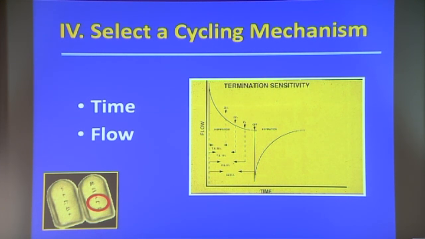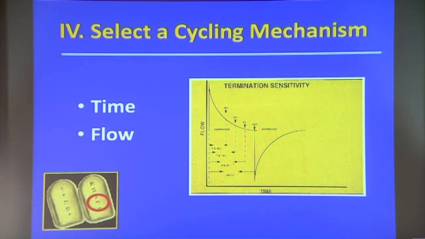Now, what happens with flow cycling is a little bit different. And here, what we're going to do is pick some arbitrary point near the very bottom of our decelerating flow. For most neonatal ventilators, this is usually somewhere around 5 or 10%, occasionally 15%. Each manufacturer has a slightly different algorithm.